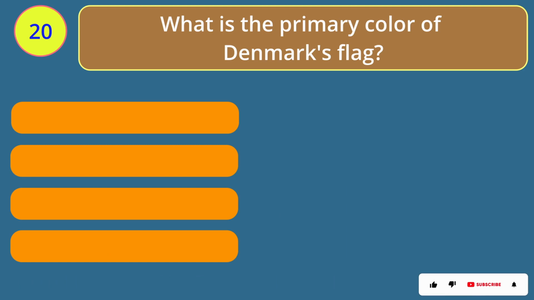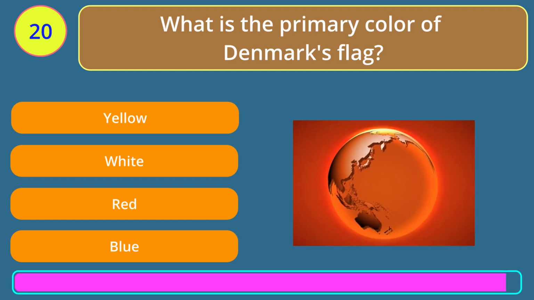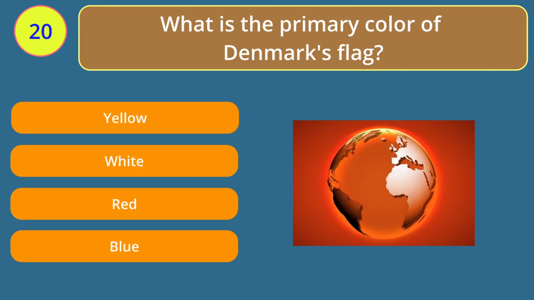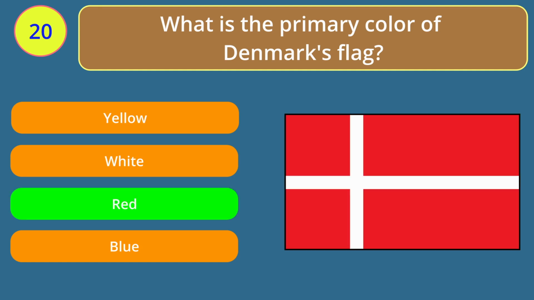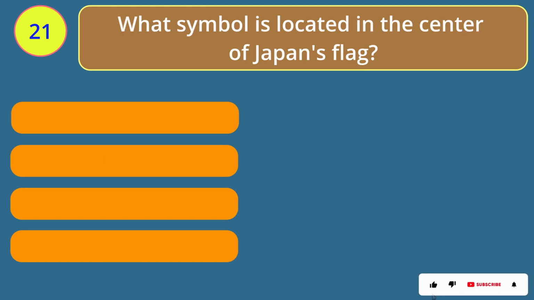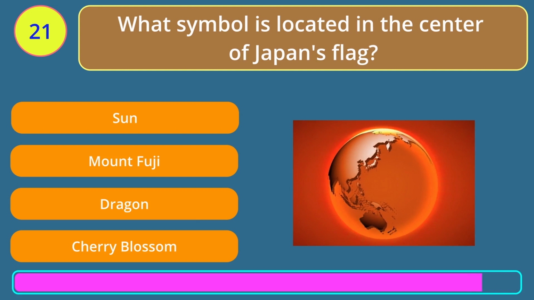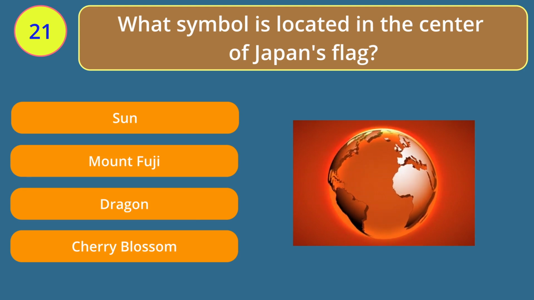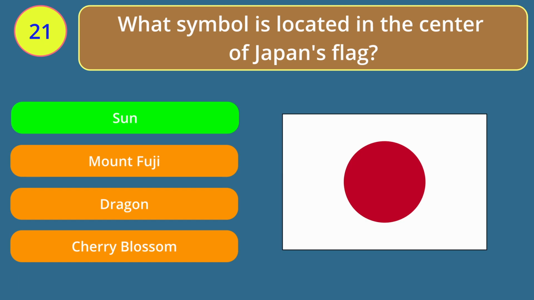What is the primary color of Denmark's flag? The four options are yellow, white, red, blue. The correct answer is red. What symbol is located in the center of Japan's flag? The four options are sun, Mount Fuji, dragon, cherry blossom. The correct answer is sun.